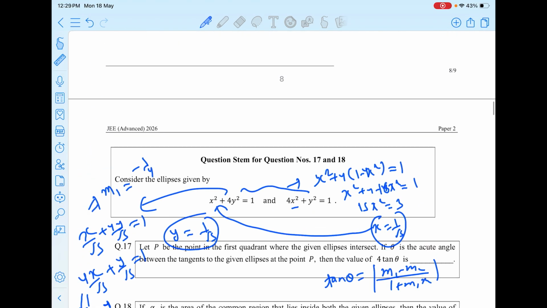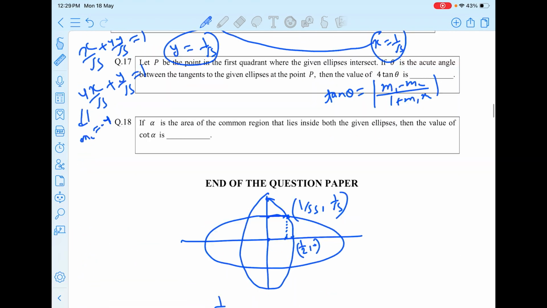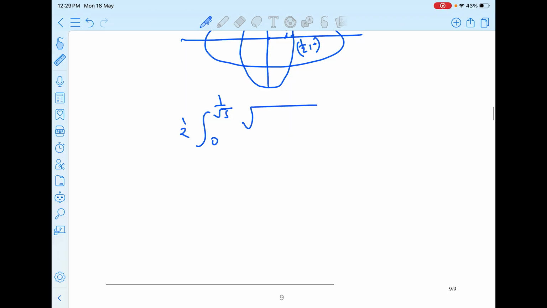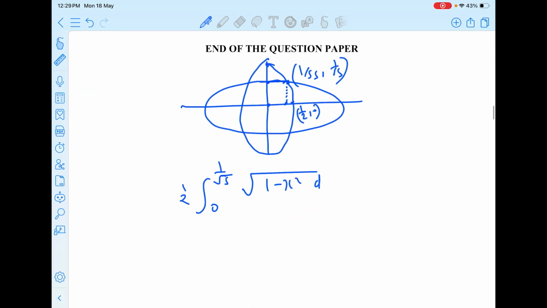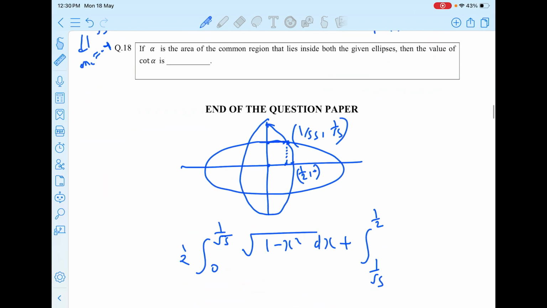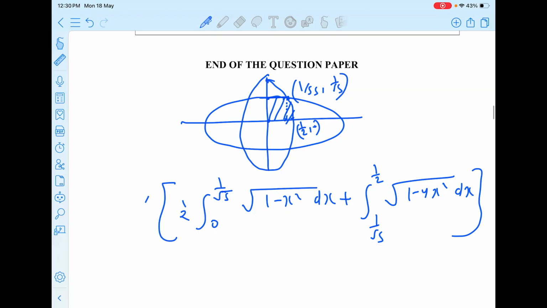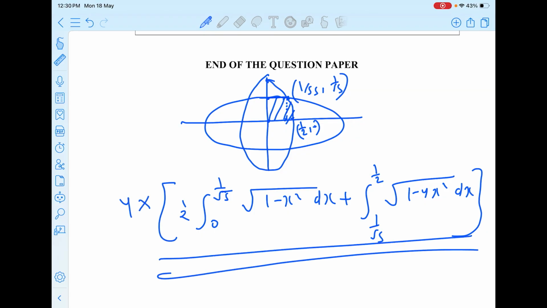Integrate this ellipse. The horizontal ellipse is x square plus 4y square is equal to 1, so that is 1 by 2 root of 1 minus x square dx, plus from 1 by root 5 to 1 by 2 we have to integrate the vertical ellipse, which is root 1 minus 4x square dx. Now I have calculated this area and it is symmetric, so into 4. You will get the area, and again this is a very standard formula. This is also a standard formula.